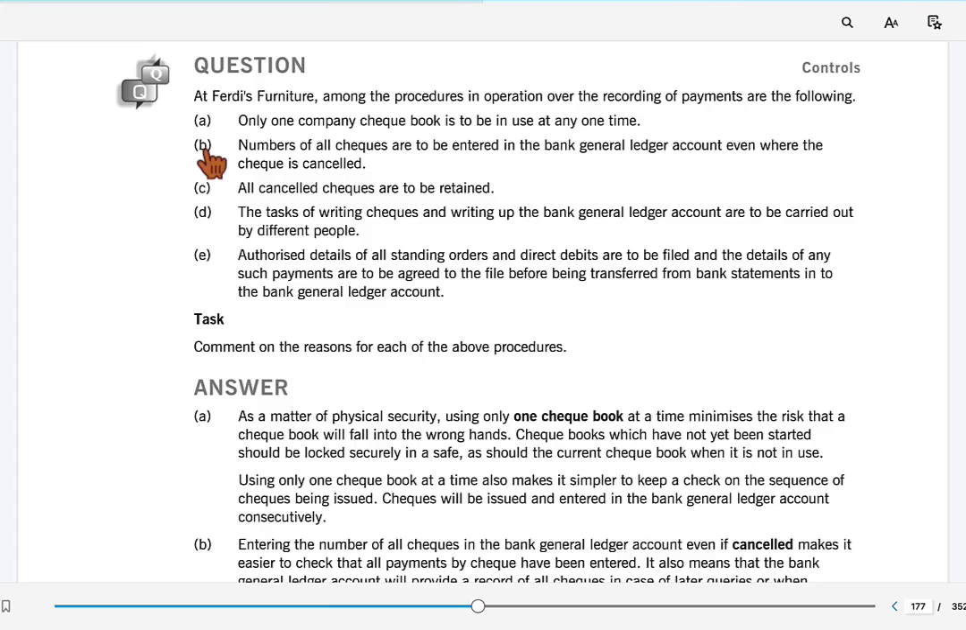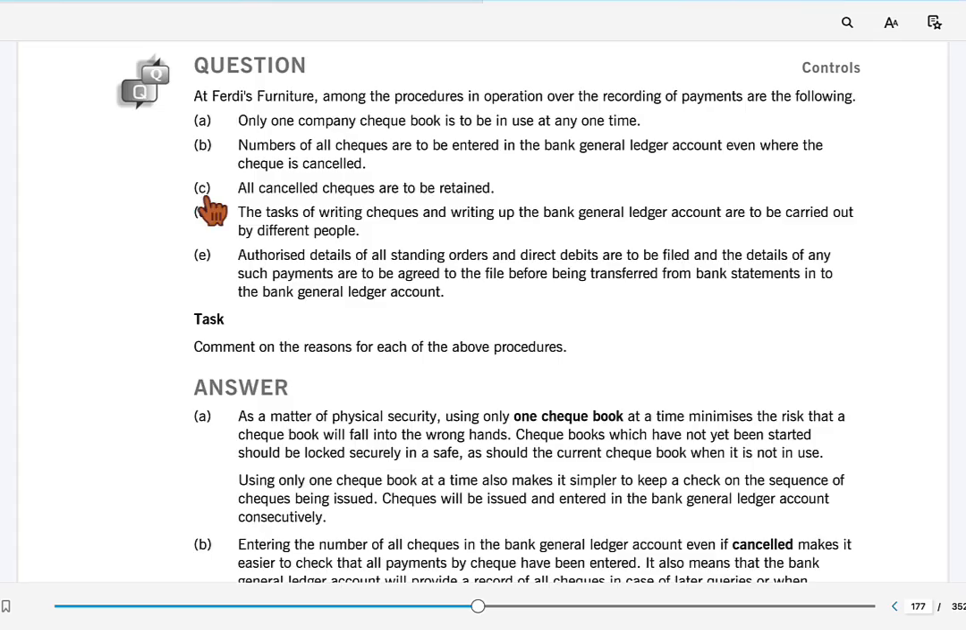B. Numbers of all checks are to be entered in the bank general ledger account, even where the check is canceled. This means every check has a check number. Even if the check is canceled and not used, they still record that check number in the bank general ledger account. The bank general ledger account is the accounting record that shows all money movements through the bank. So the question wants you to explain why it is still important to record canceled check numbers.